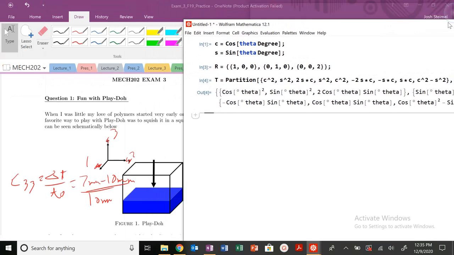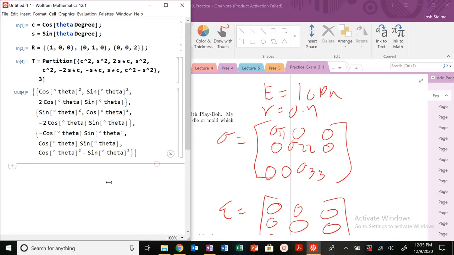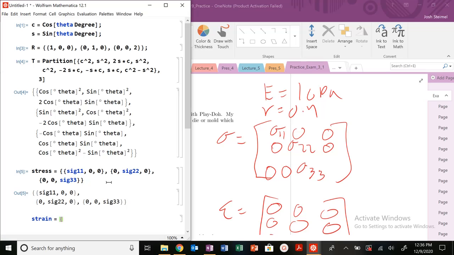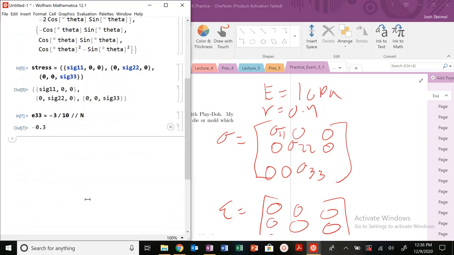Let's start to solve for it. I'm going to say my stress equals sigma 11, 0, 0; 0, sigma 22, 0; and 0, 0, sigma 33. That's my stress. We already know some of the strain values, but my strain in the 3-3 direction, E33, is equal to minus 3 divided by 10. Always make sure you're in your proper units, but I could do that math fairly quickly myself.